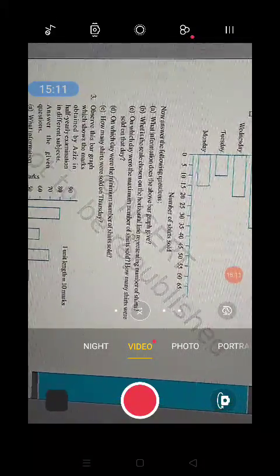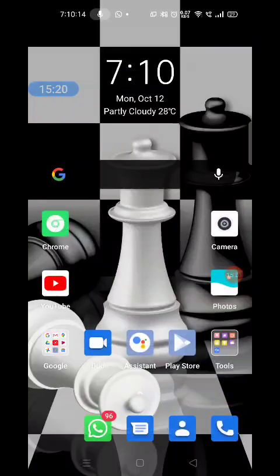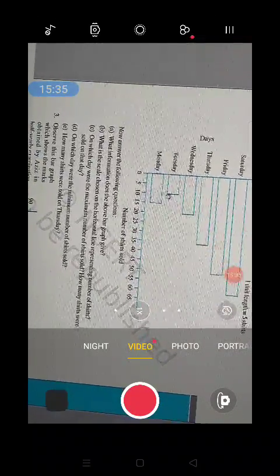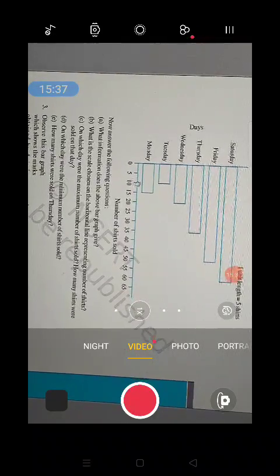Okay. Now, on which day were the maximum number of shirts sold? This we have already done, sorry. On which day were the minimum number of shirts sold? The minimum number of shirts was sold obviously on Tuesday. See the shortest bar over here, it is even shorter than that of Monday. Yes, so how many shirts were minimum? So 10 shirts were sold on Tuesdays.